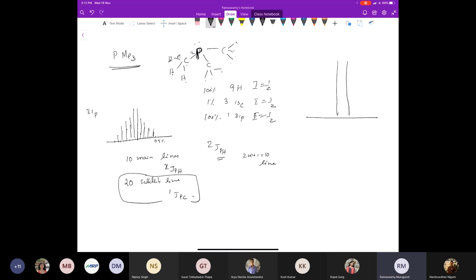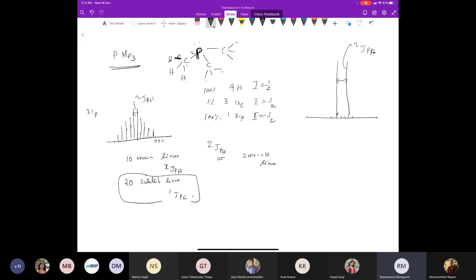Okay, and this coupling constant and this coupling constant will be the same, because this again is a 2J PH. I'm sorry, not PC, PH. This is also 2J PH. That is hydrogen to carbon, carbon to phosphorus. But again, what you should remember is that these lines can also have carbon satellites. Yes or no?